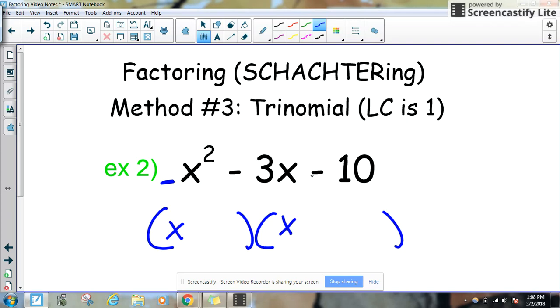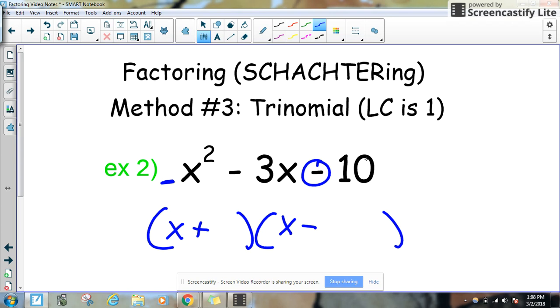In this problem, the c value, or this value at the end here, is negative, which means the two numbers have to multiply to give you a negative result. The only way to do that is to have one of them be positive and one of them be negative. Now, for now, it doesn't matter whether you put the plus or the minus first, because we're going to go ahead and adjust the numbers later.